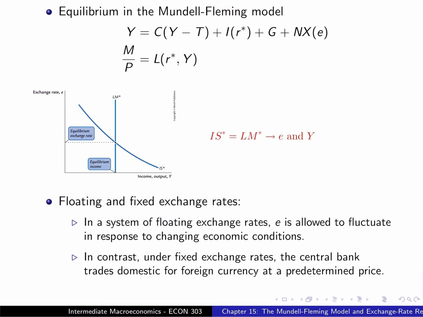In a system of floating exchange rate, the nominal exchange rate E is allowed to fluctuate based on economic conditions. For example, if output increases, net exports might adjust, and the nominal exchange rate will change to reflect that. In a system of fixed exchange rate, the central bank commits to exchanging domestic currency for foreign currency at a fixed rate. This means the central bank must actively intervene in the foreign exchange market to maintain that rate. We'll explore how these regimes respond differently to fiscal and monetary policy shocks in upcoming slides.